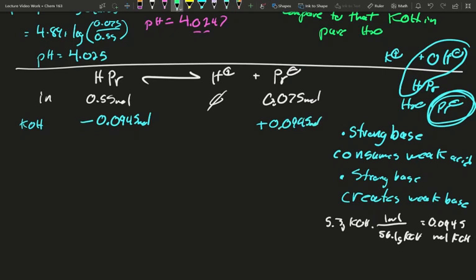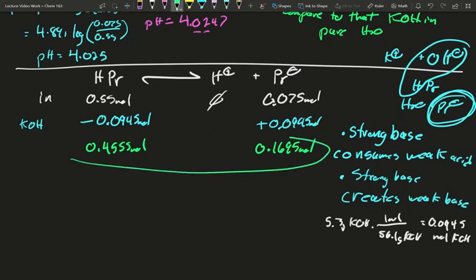We're going to get new values out. 0.4555 mole of my weak acid will still be around after this. And 0.1695 mole of my weak base will be around after this. So our strong base changed the concentrations of our buffer components. It changed how much weak acid and weak base we had. Once we have those values, we just solve for the equilibrium concentration of the H+ ion.